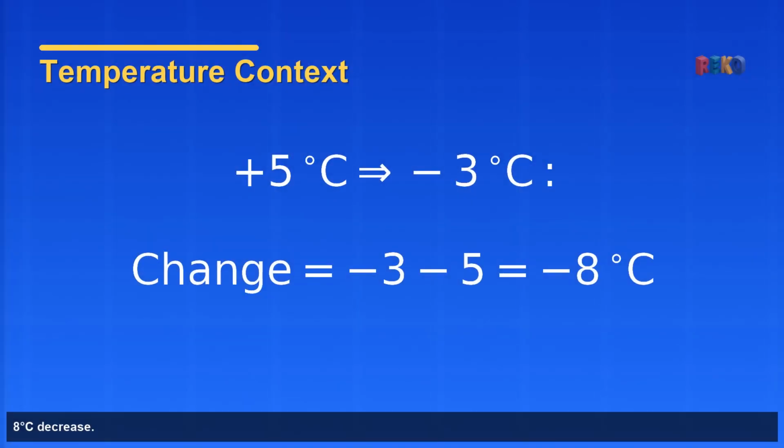Here, the temperature starts at +5 degrees and drops to -3 degrees. To find the change, subtract the starting temperature from the final one. -3 minus 5 equals -8. That means the temperature has fallen by 8 degrees Celsius, an 8-degree decrease overall.